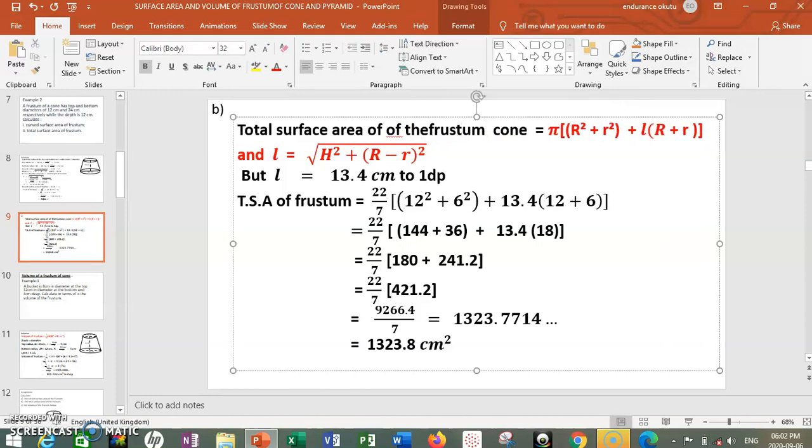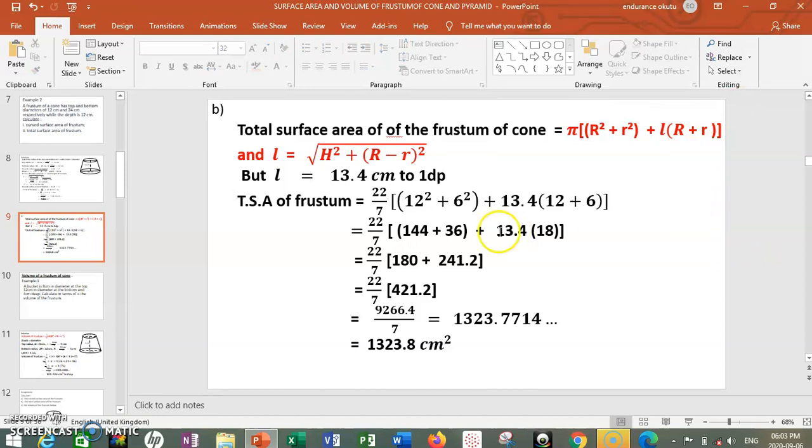the total surface area of the frustum of a cone is given as pi, open bracket, open another bracket, r squared plus R squared, close bracket, plus L, which is our slant height, open bracket, R plus r, close bracket, then we close the other bracket. Remember our L, which we've already found, is 13.4 centimeters.